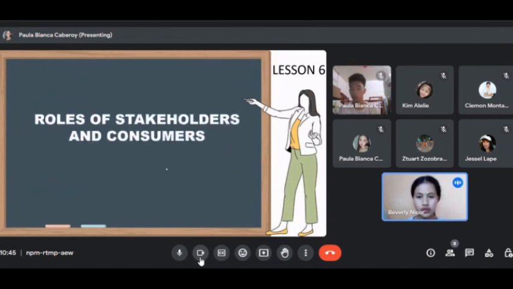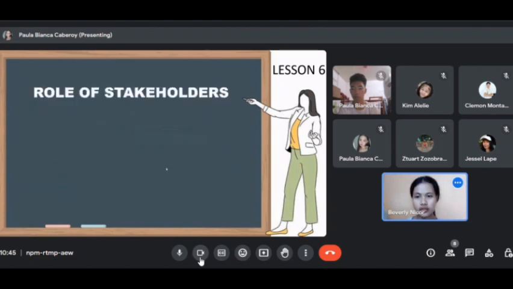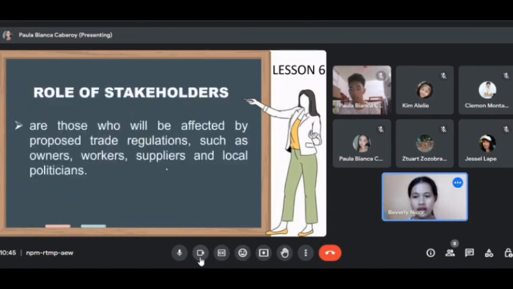Roles of stakeholders and consumers. Stakeholders are those who will be affected by proposed trade regulations such as owners, workers, suppliers, and local politicians. Stakeholders are individuals or groups who are impacted by proposed trade regulations. They are most likely to speak up as they are most directly affected by the proposed changes.